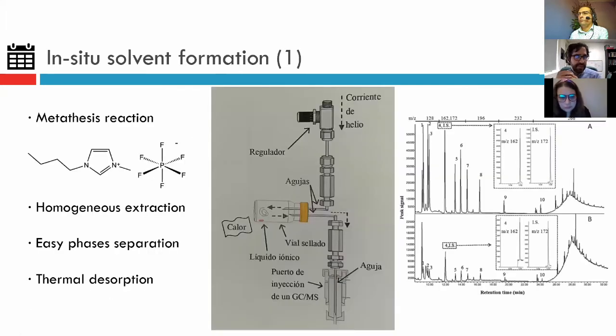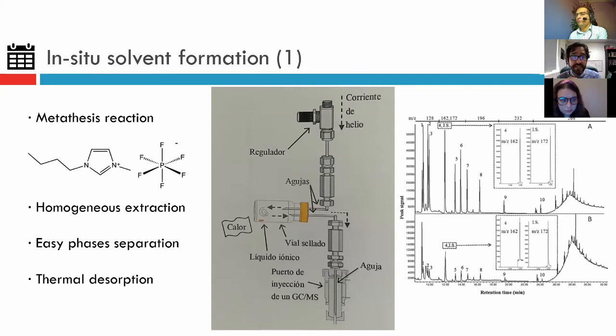And the last thing that we have done in the liquid-liquid extraction, and we will comment on this reaction later, is the in situ solvent formation. In this case, we exploit the metathesis reaction.